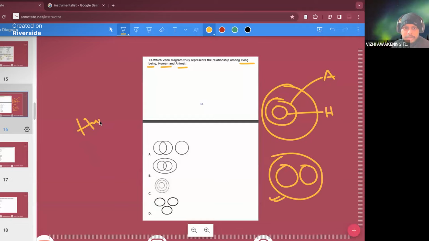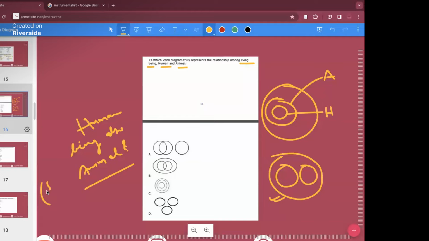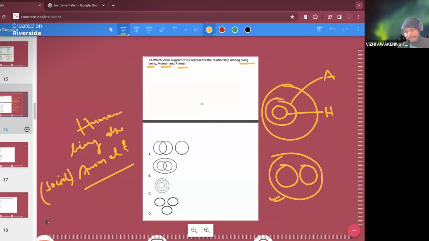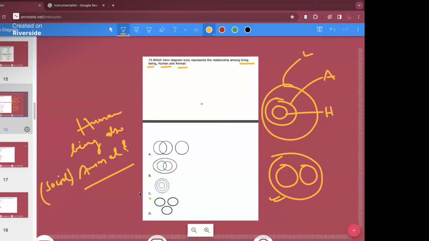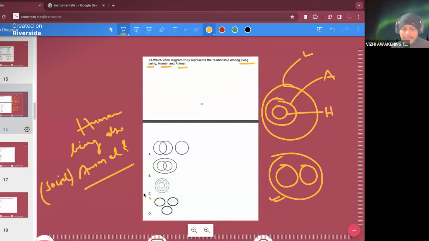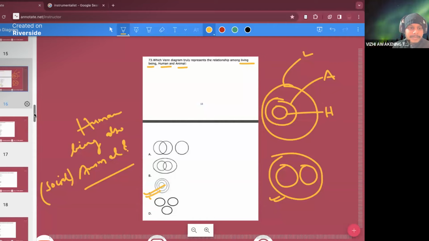We as human beings are also animals, guys. Isn't it? Are we not animals? Social animals. We are social animals. Right. So, living beings, animals, and human beings. Okay. So, which option should we choose? Guys, which option should we choose? Option C. Yeah, option C. Don't feel bad about this revelation that human beings are also animals. Come on. It's a very old fact. That's why you guys are also required. Okay.